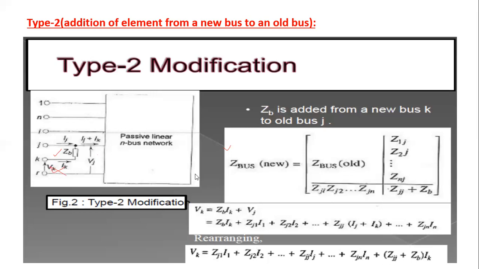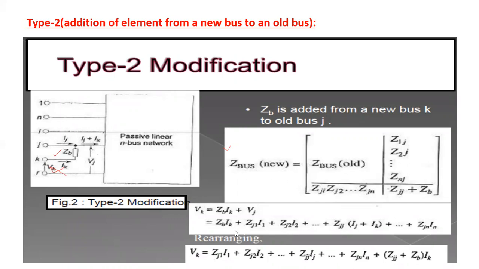Next we calculate the VK value. VK is equal to ZB IK plus VJ. That is equal to ZJ1 I1 plus ZJ2 I2 and so on, ZJJ IJ plus ZJN IN. Therefore, we can write that VK is equal to ZJ1 I1 plus ZJ2 I2 and so on, ZJJ IJ and so on ZJN IN plus ZJJ plus ZB into IK.